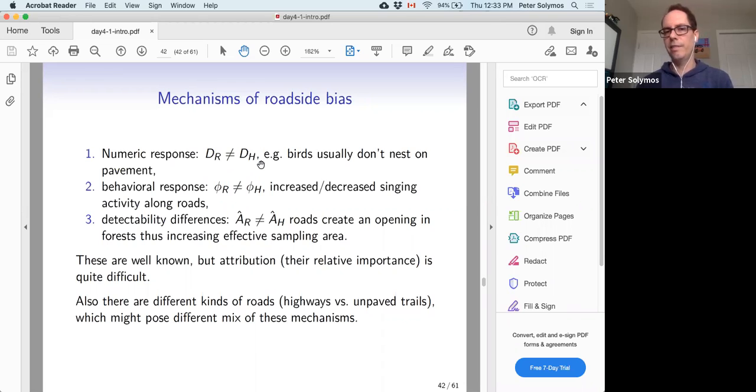Oftentimes the road surface itself is not a habitat. But behavior along the road in the area that you're sampling might actually be different. Also, the numbers are coming from not just the road, but the road and the surrounding forest or grassland. So it's a mixture of strata. You might also have an edge, which might behave differently from the interior of the forest. So behavior and also detectability, because sound travels farther along the road than inside the forest. And it's really hard to know how these all combine together and what their importance is.